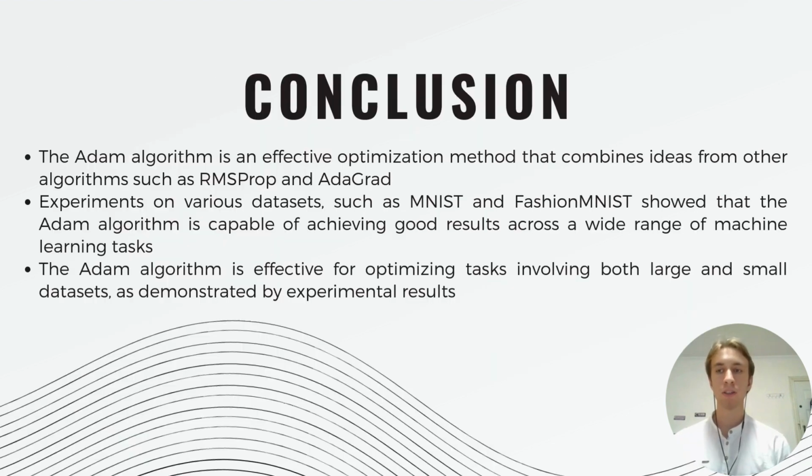In conclusion, we can say that first, the ADAM algorithm is an effective optimization method that combines ideas from other algorithms such as RMSProp and Adagrad. Experiments on various datasets, such as MNIST and FashionMNIST, show that the ADAM algorithm is capable of achieving good results across a wide range of machine learning tasks, and that the ADAM algorithm is effective for optimizing tasks involving both large and small datasets, as demonstrated by experimental results.